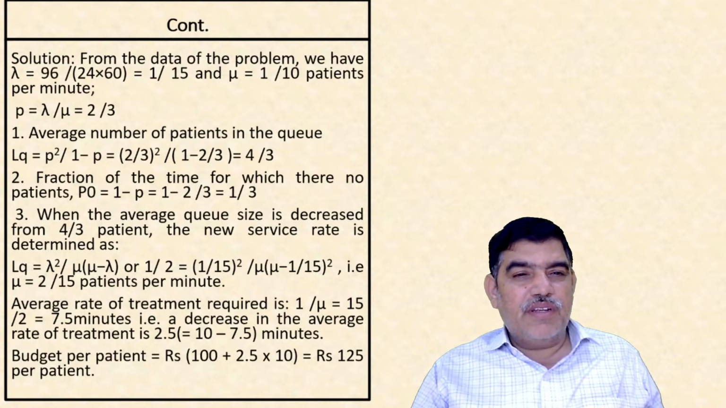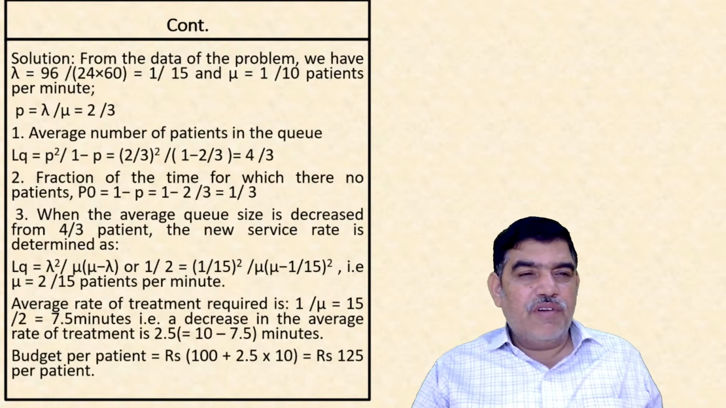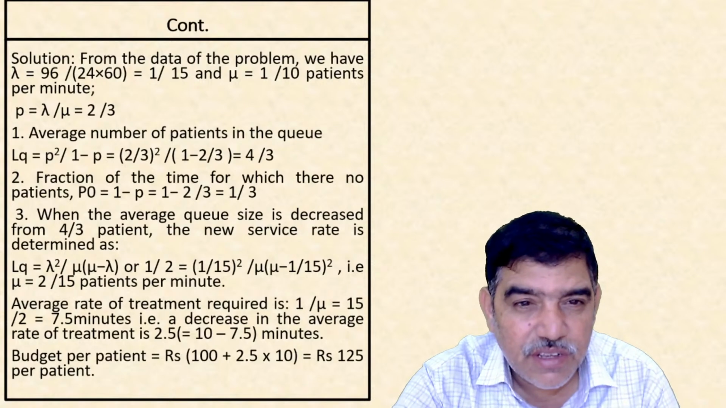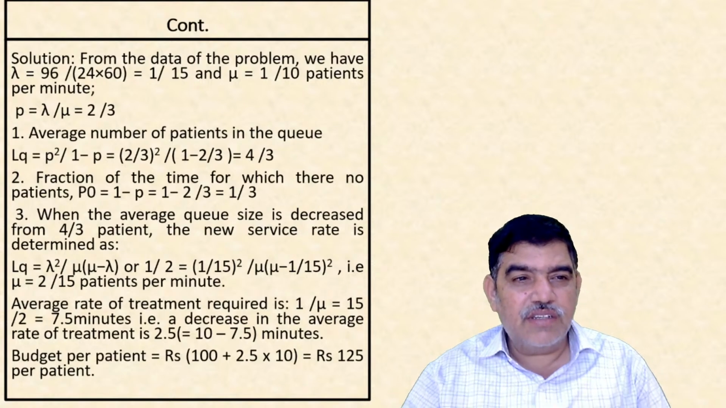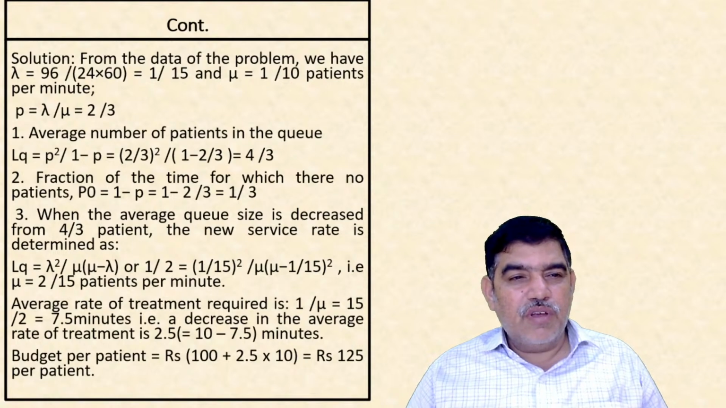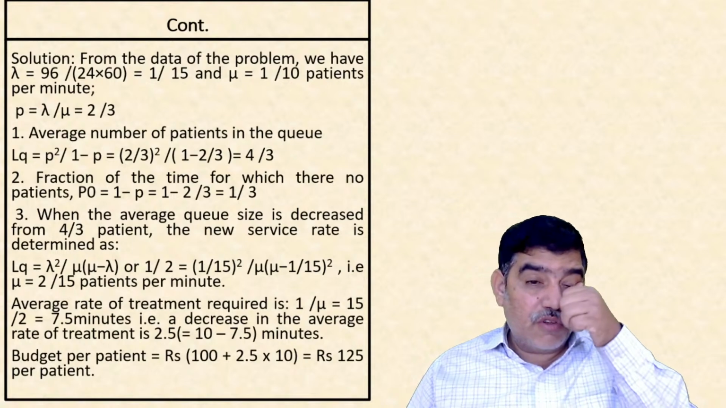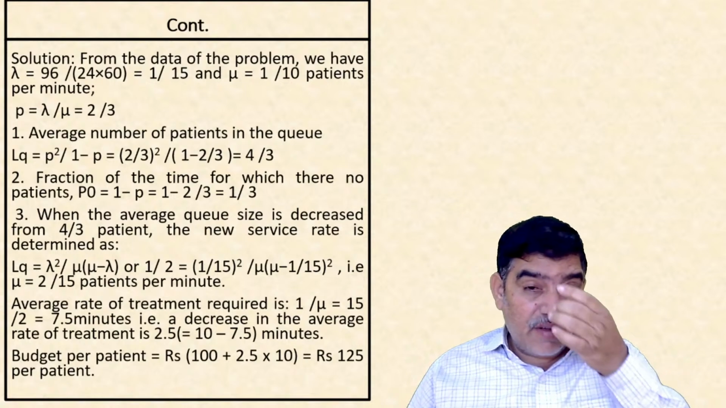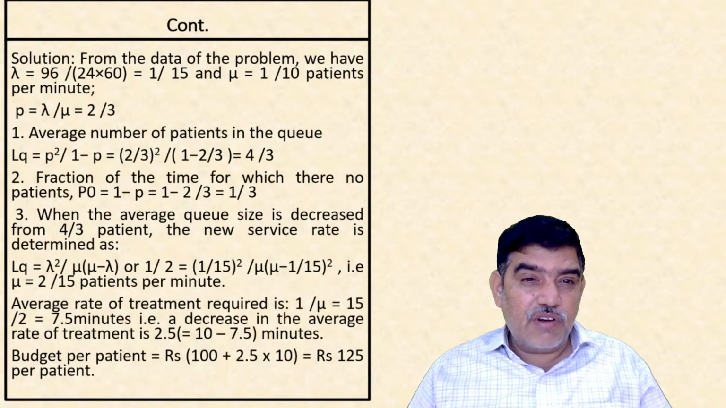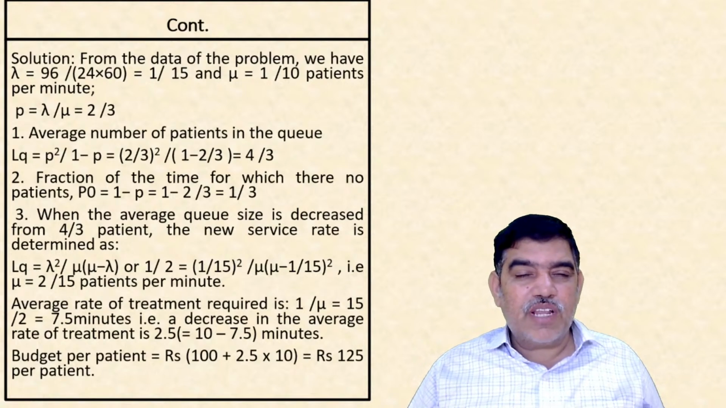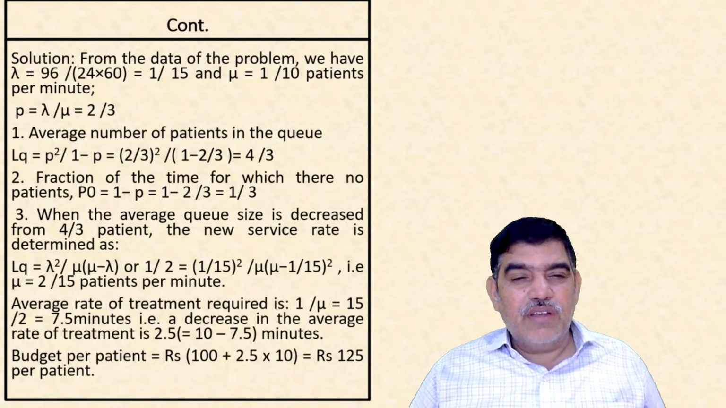Then different calculations are there. We have to calculate the average number of patients in the queue. That is LQ equal to P square divided by 1 minus P. So (2/3) whole square divided by 1 minus 2/3 equal to 4/3. You can calculate the denominator, then we divide with the numerator value. Then we get this answer.